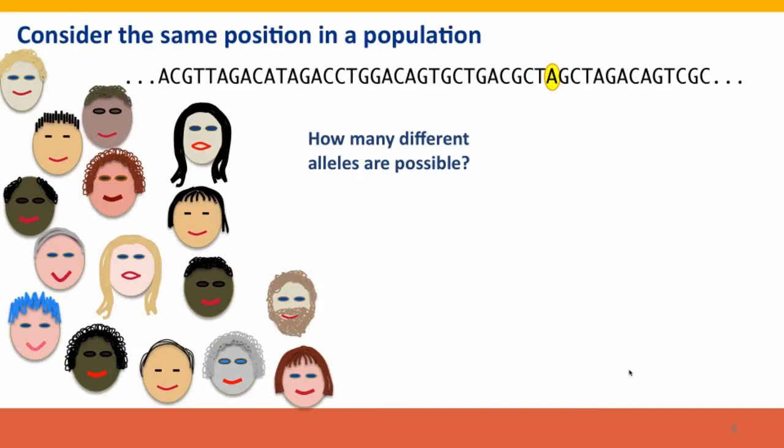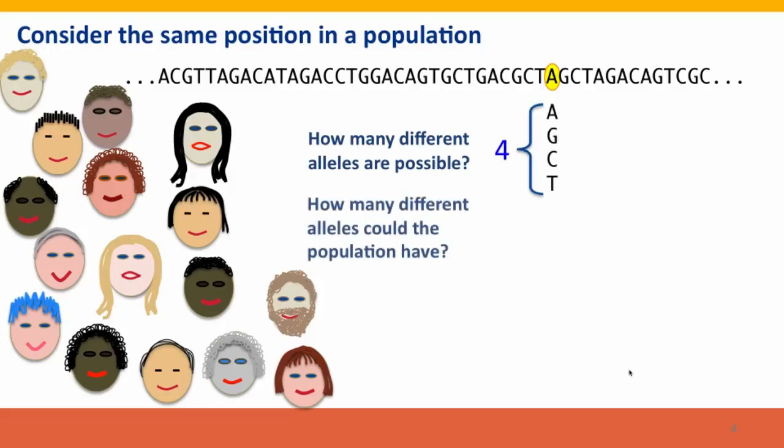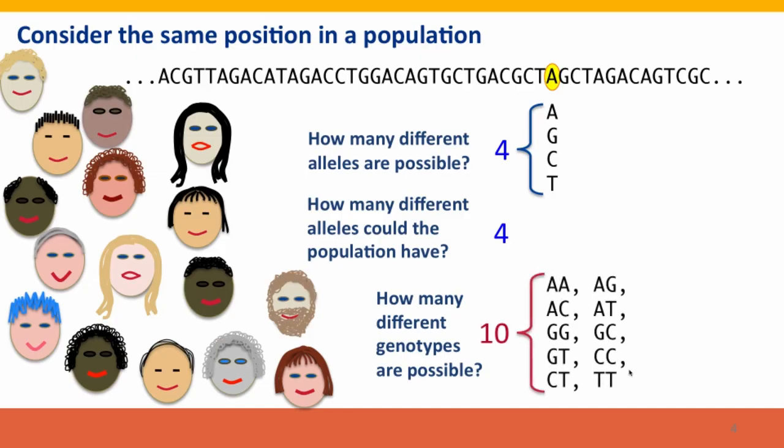Now let's branch out and think about the same position, but this time we're thinking about a population of people. How many different alleles are possible? Well, again, there's only 4 bases, so there's only 4 alleles possible. How many different alleles could the population have? When we had a person, they could only have 2, but the population could certainly have all 4 alleles. How many different genotypes would then be possible in the population? Well, with 4 alleles, we can make a lot of combinations. In fact, there's 10 different genotypes that would be possible just from the 4 different bases in a population.